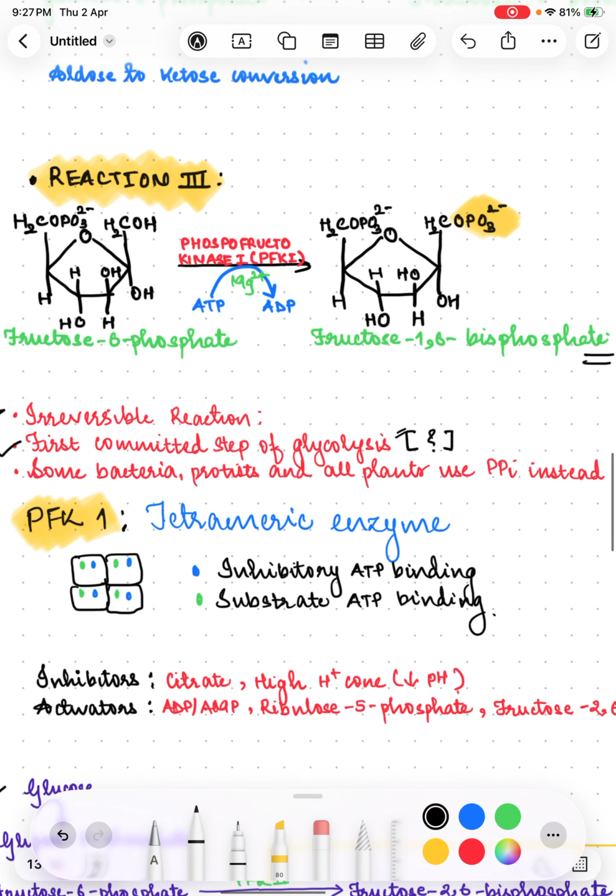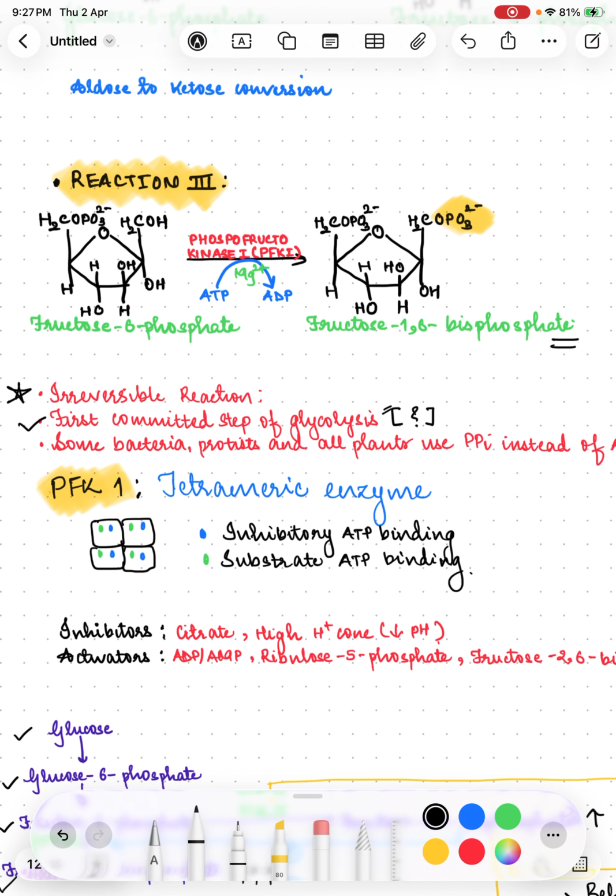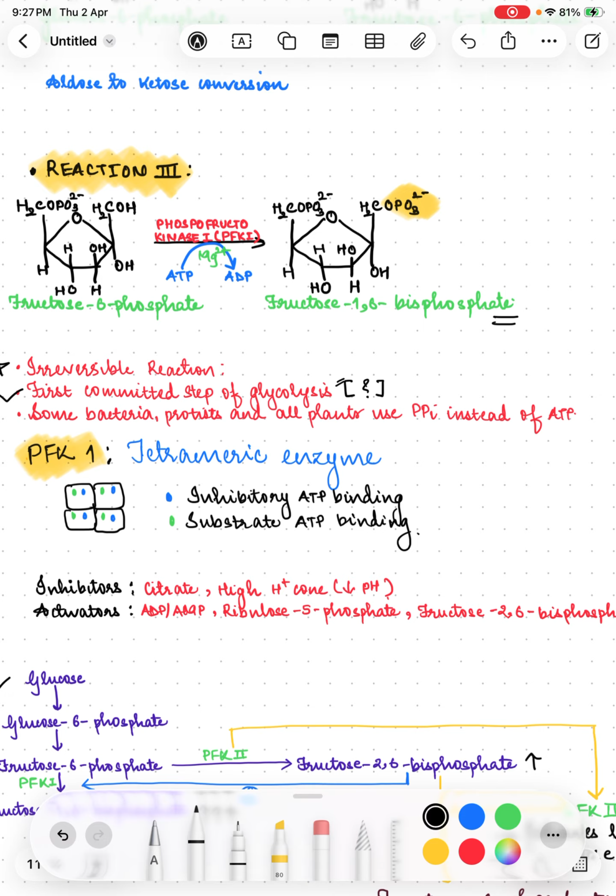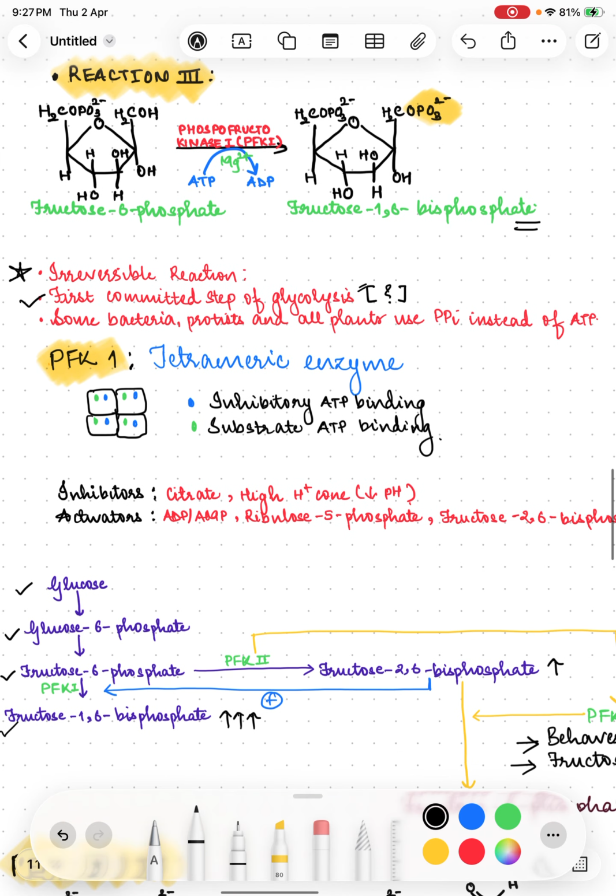In reaction 3, fructose 6 phosphate gets converted into fructose 1,6 bisphosphate. During this reaction, phosphate from ATP is transferred to carbon number 6 of fructose, and this reaction occurs with the help of the enzyme phosphofructokinase 1, that is PFK1. This enzyme also requires Mg2 plus ion. Now this reaction is also an irreversible reaction, and it is the first committed step of glycolysis.